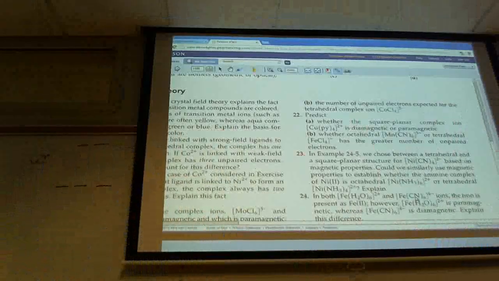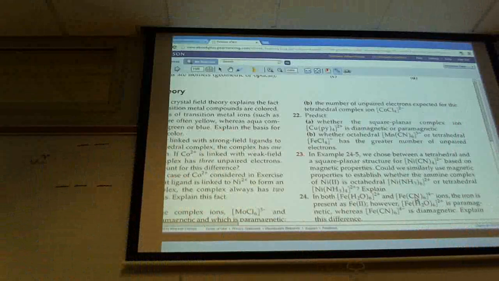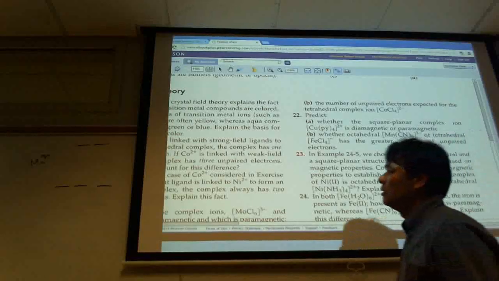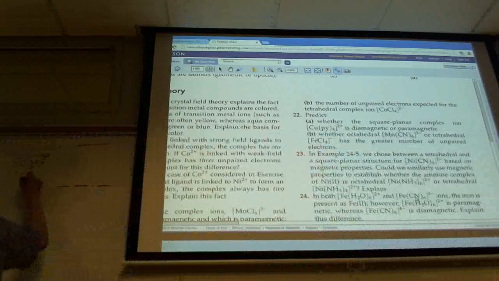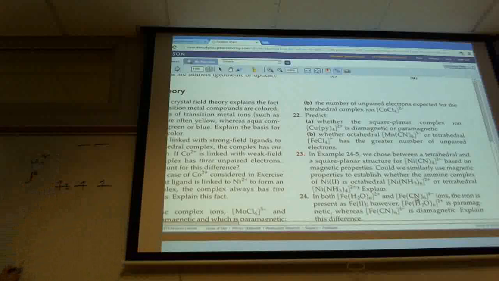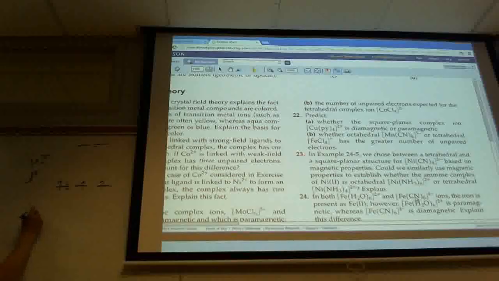The ranking goes carbon donors: cyanide, carbon monoxide, followed by nitrogen donors, followed by oxygen donors, followed by halides. Manganese 3 plus is D4. 1, 2, 3, 4. Big jump. Okay, the next complex is iron, and it's going to be tetrahedral. Iron 3 plus. So tetrahedral.